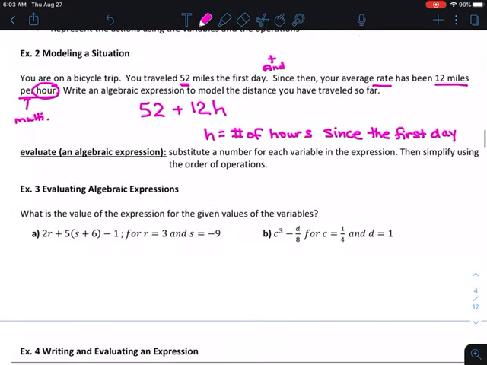The next part talks about evaluating an algebraic expression. Evaluate just means to solve. So when we're dealing with algebraic expressions, algebraic means we're dealing with variables. They want you to substitute the number for each variable in the expression, then simplify using the order of operations. So example 3, again, Algebra 1, maybe even some pre-algebra stuff here. All right, we're going to take out variables and plug in some numbers and do some order of operations.